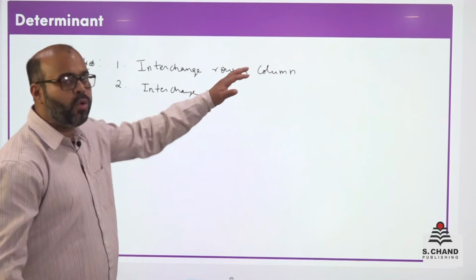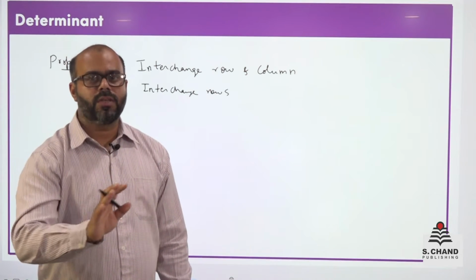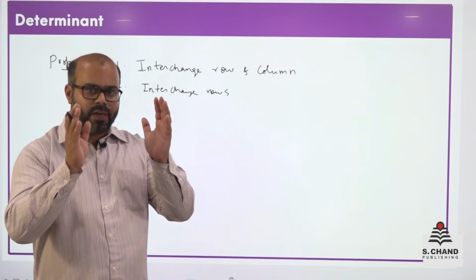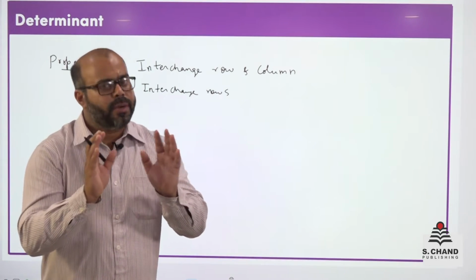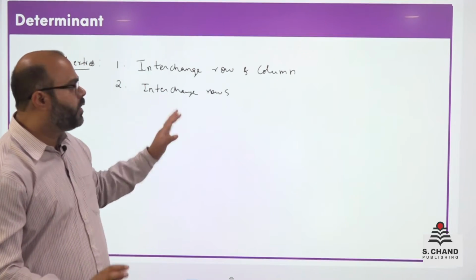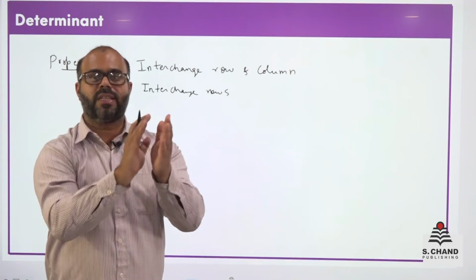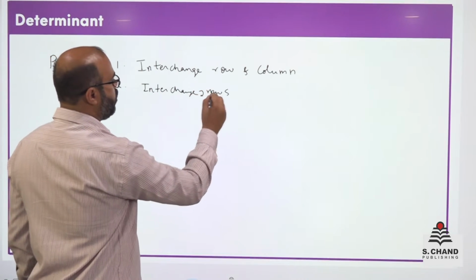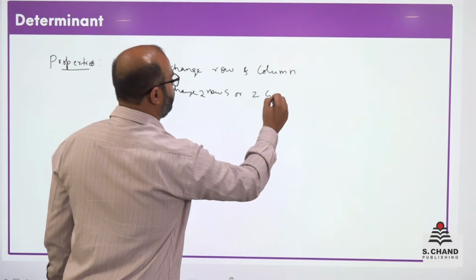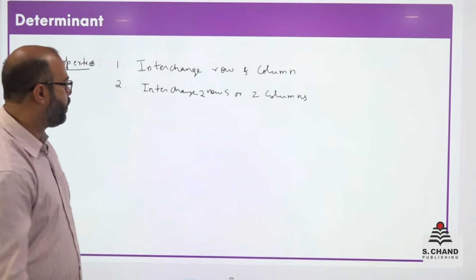For interchanging row and column, there is no minus sign. If you interchange rows and columns, then the value of the determinant remains the same. But if you interchange rows among themselves or columns among themselves, then there will be a minus sign. So if you interchange two rows or two columns, then a minus sign will come.